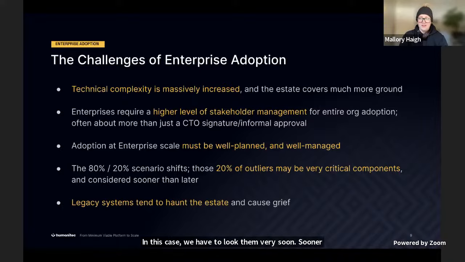The other thing that I think causes every single person a headache is legacy systems. In enterprises, they often haunt the estate. Enterprise organizations tend to have been around for a long time, probably before cloud native was a thing or early on when best practices weren't quite established. So this can cause some grief as you start thinking about how you're going to build adoption and expansion.